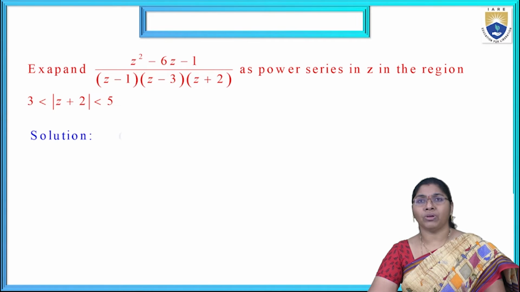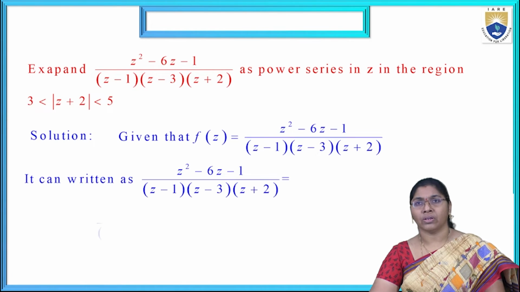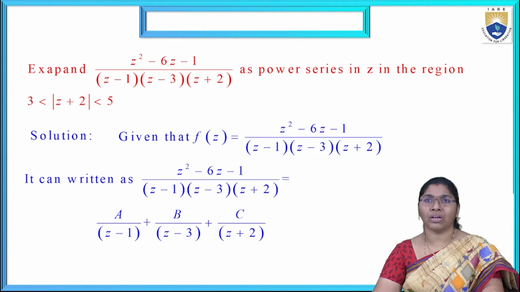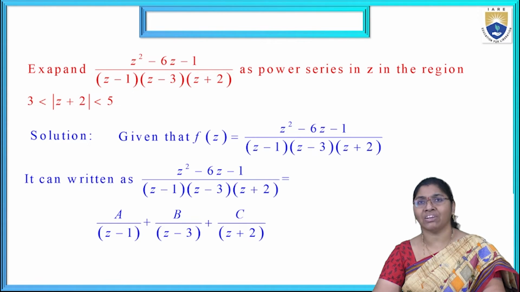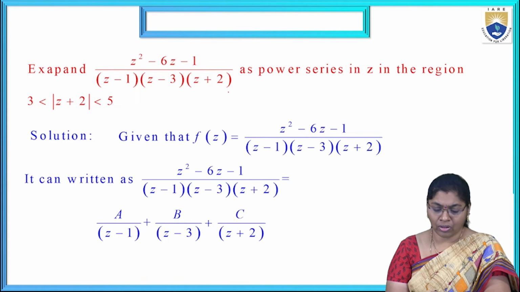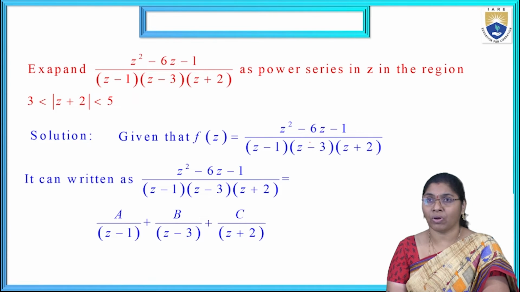Now those two problems are completed. This is the third one, an important one. Expand (z square minus 6z minus 1) by (z minus 1)(z minus 3)(z plus 2) as a power series in z in the region 3 less than mod z plus 2 less than 5. Here this is the condition given. Solution: (z square minus 6z minus 1) by (z minus 1)(z minus 3)(z plus 2).